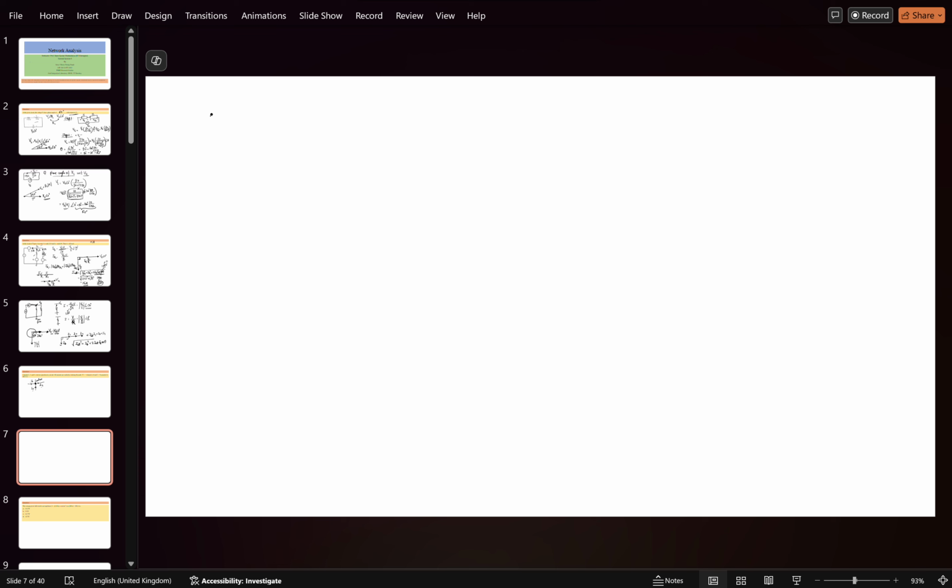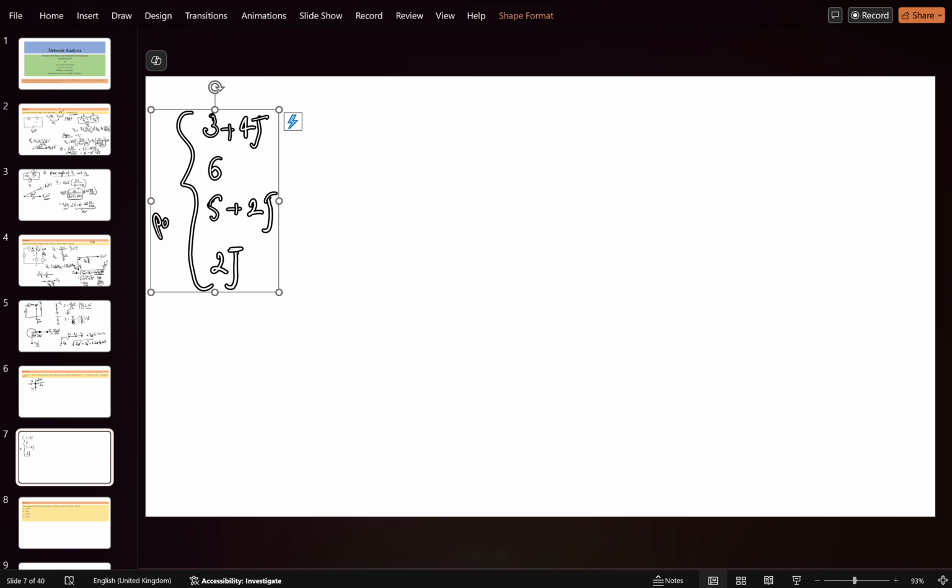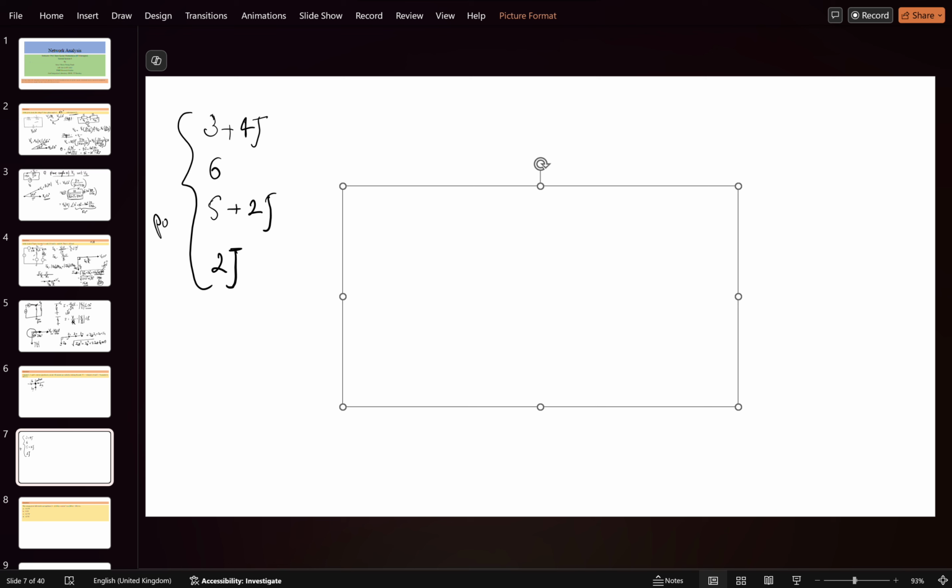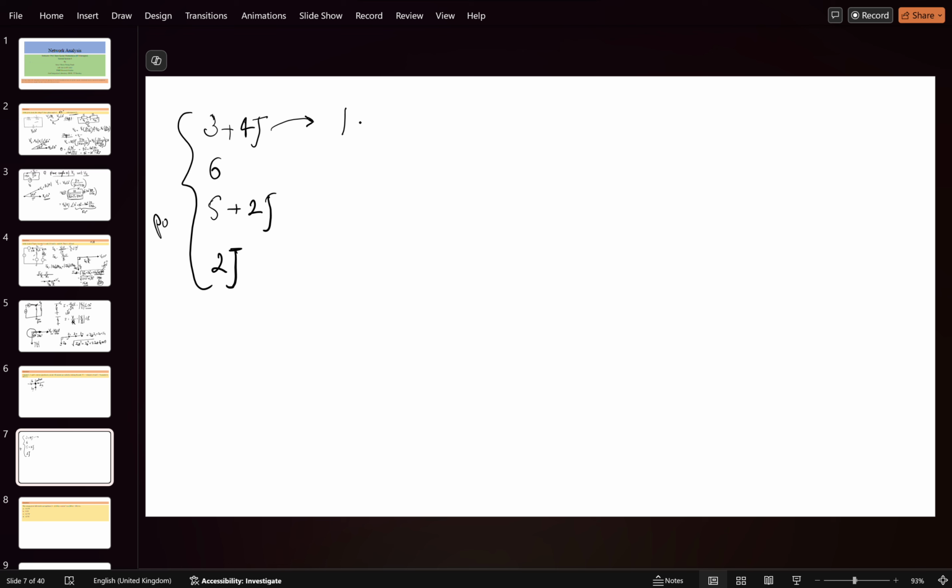In rectangular terms, you have seen terms like 3 plus 4j, or 6, or 5 plus 2j, or 2j. These are rectangular coordinates. If you convert them into polar form, it will be represented as some magnitude x and an angle theta x. So this is basically converting from one coordinate system to the other, and this makes things easier.